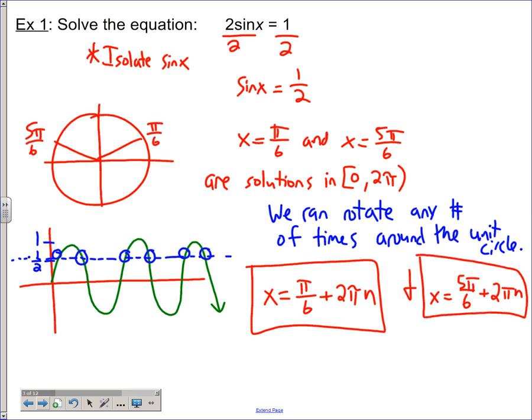All right, so n, an integer, is a number of rotations. And since these functions have an infinite domain in positive x and negative x, n can be positive or negative. It's just some integer, 1, 2, 3, -1, -2, -3, etc.